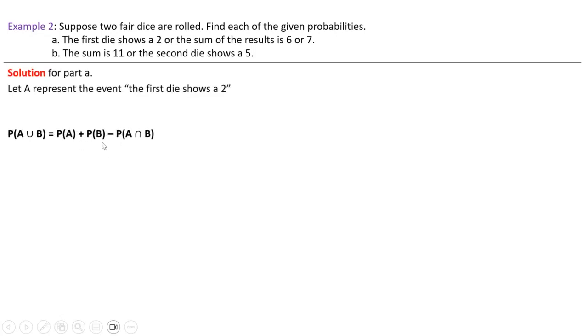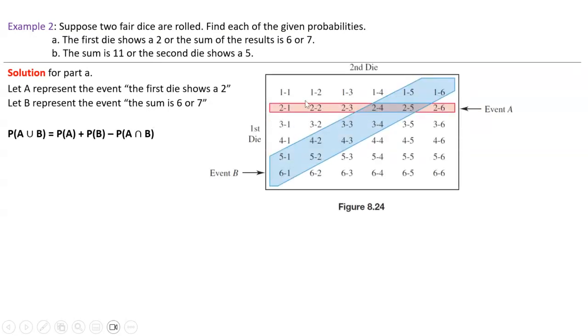Here's my solution. Again, we're going to use the same formula. So let A represent the event that the first die shows a 2, because that was first. So this is event A. We're going to let B be the event that the sum is 6 or 7. This will be event B. So here's a drawing, like a visual.